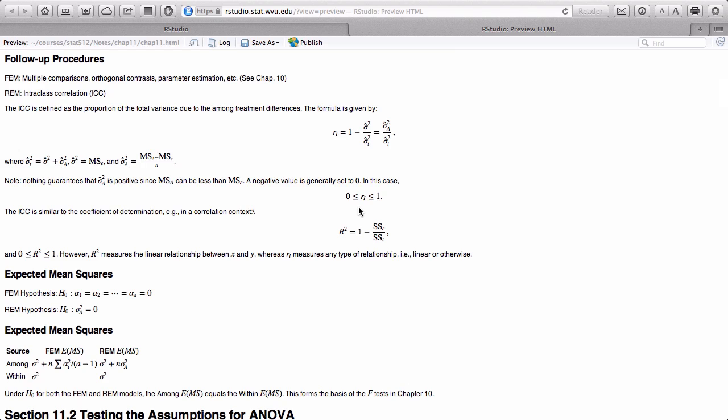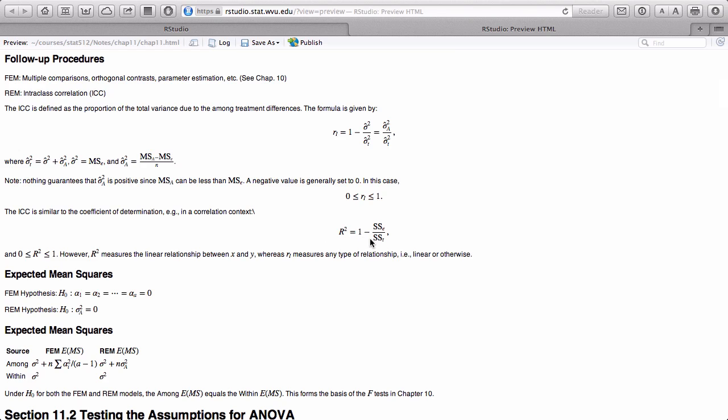Now, if the mean square for error is bigger than the mean square for A and you get a negative value, we're going to set that equal to 0. That was sort of like in Bonferroni. If we had an adjusted p-value greater than 1, we set it to 1. It's certainly not going to be a negative correlation, at least in terms of variance components. The Pearson product moment can be negative, of course, in regression, but the intraclass correlation cannot. It's between 0 and 1.